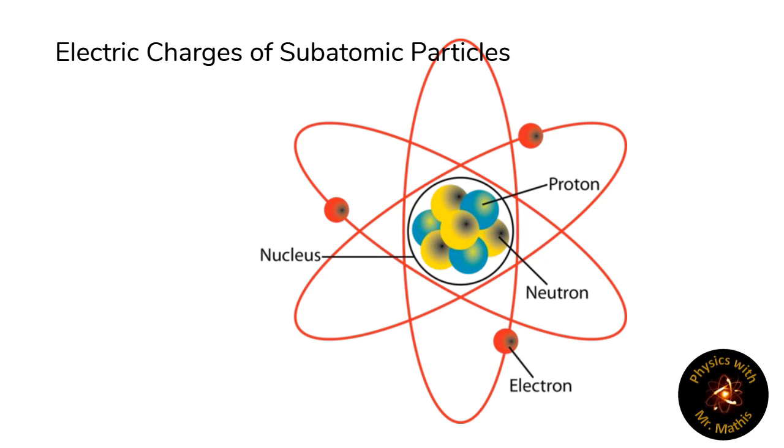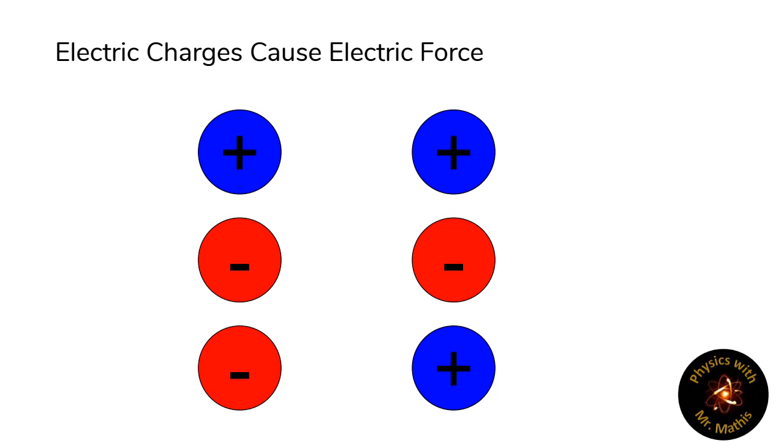There are three main kinds of subatomic particles. Protons and neutrons are found in the nucleus of the atom, and electrons are found orbiting in the electron cloud. Protons have positive charges. Electrons have negative charges, and neutrons are neutral, having no charge at all.